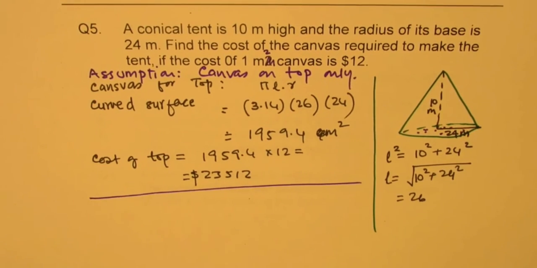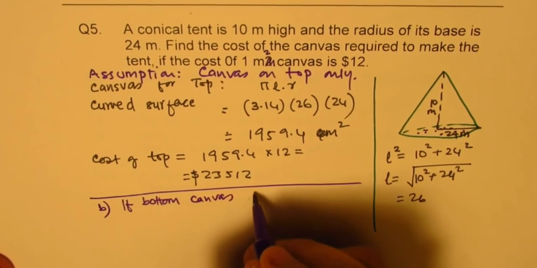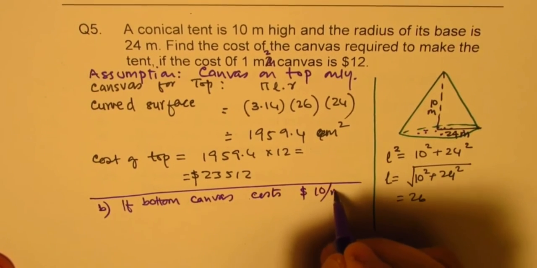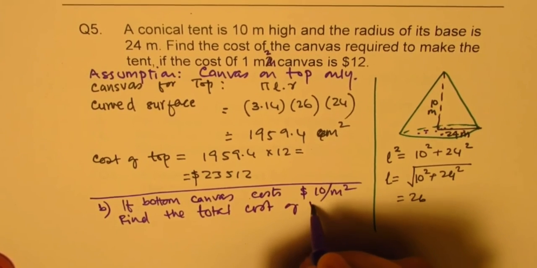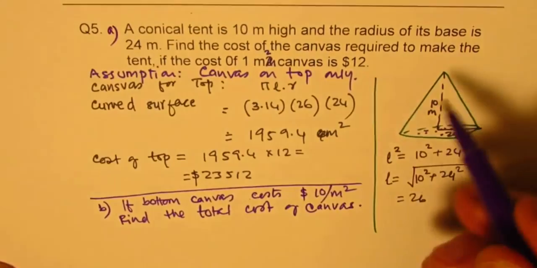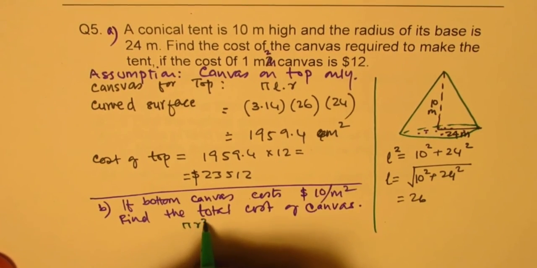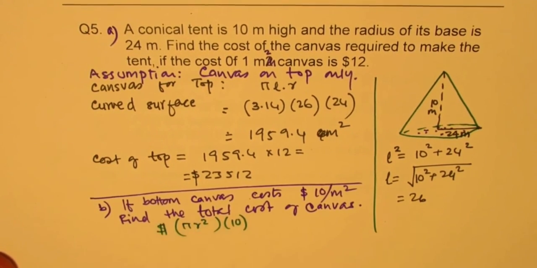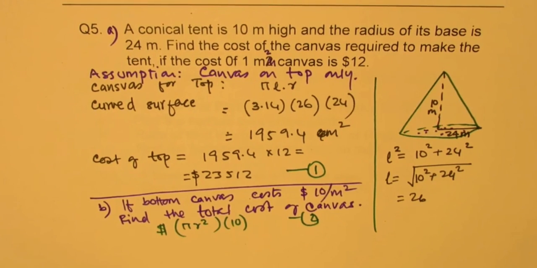Now at times we could have had part B to this, and that is if bottom canvas costs $10 per meter square, find the total cost of canvas. Okay, so I've just split them into two parts, saying that the top canvas is $12 per meter square and the bottom is $10 per meter square. In that case, what is going to be the total cost? So you need to find the area of the bottom, which is pi r square, and multiply this by 10, and you'll get your cost in dollars, correct? Add this cost to this. So we get one, we get two, add them to write down your answer. Perfect. So the question could be like that.